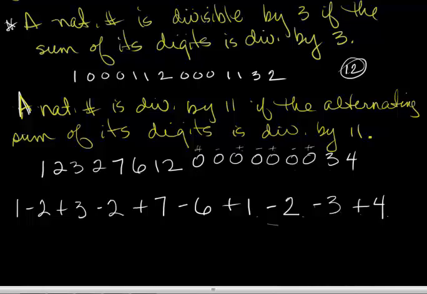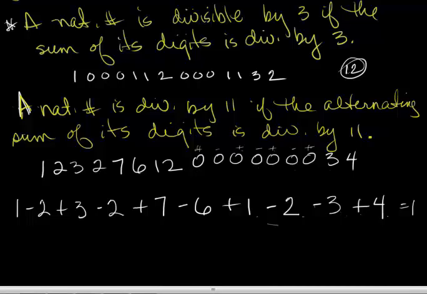Minus 3 is minus 3, plus 4 is 1. I didn't mean for it to turn out to be 1. Let me check that. I'm going to put it on pause and check it so you don't have to. Well, I did add up the alternating sum correctly, and we would get that this number is not divisible by 11 because the alternating sum of its digits is 1, and 1 is not divisible by 11.